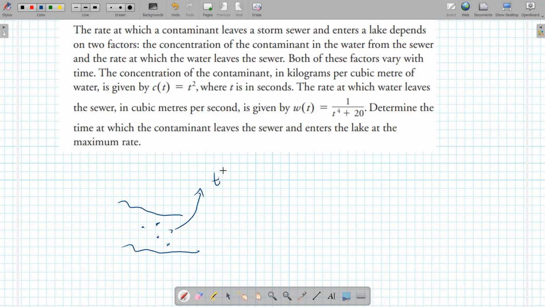And the concentration of contaminant is given by the first equation. And then the same water is going to exit from a sewer, okay? And the rate is given by W of t, 1 over t to the power of 4 plus 20. Now the question asks, determine the time at which the contaminant leaves the sewer and enters the lake at the maximum rate. What do we know about maximum rates? What does it mean by maximum rate?